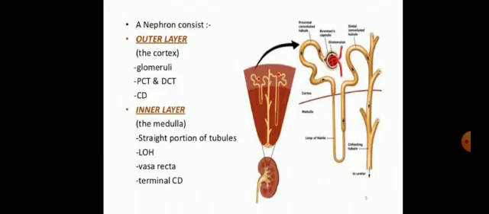So a nephron consists of an outer layer and an inner layer. The outer layer lies in the cortex, and the inner layer lies in the medullary portion of the kidney. The outer layer contains the glomeruli, proximal convoluted tubules, and distal convoluted tubules, along with a certain part of the collecting duct. The inner layer, which lies in the medullary part, contains the straight portion of the tubules, loop of Henle, vasa recta, and terminal collecting ducts.